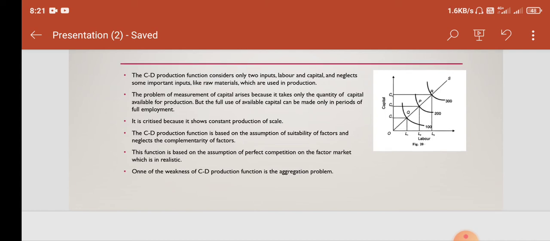Now we can see the graph on the right side, where it is going upward. When capital increases, labor also increases. When capital increases again, labor increases.